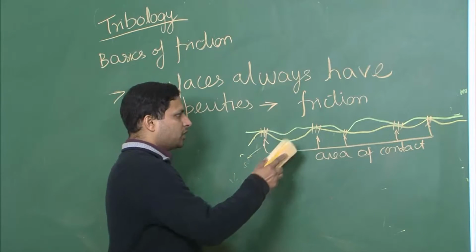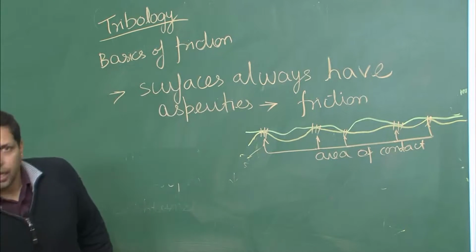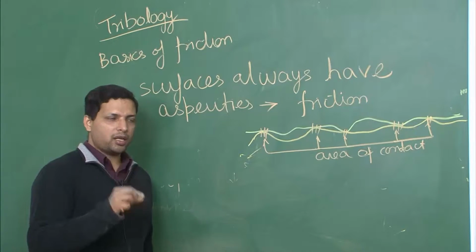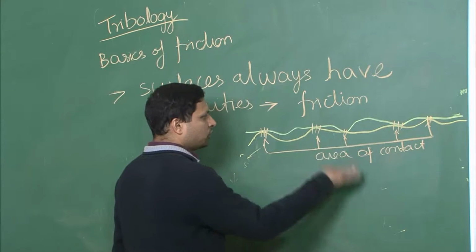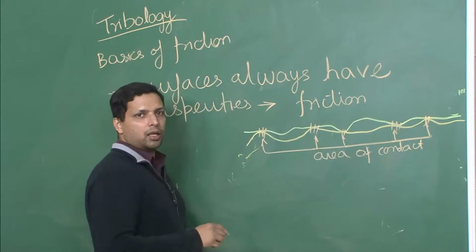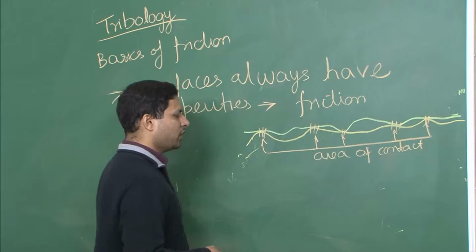It is only at these points that they are actually touching, and these are the only area of contact. Now if you try to move, you are actually moving these asperities against these hills and so on, and it is these that create friction.